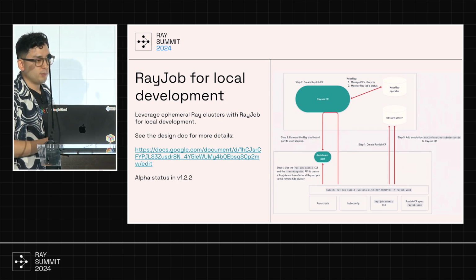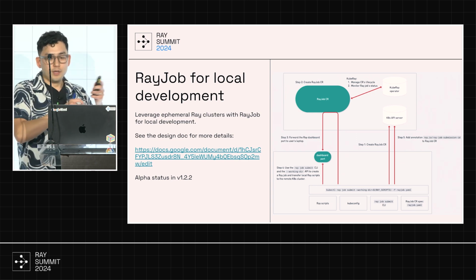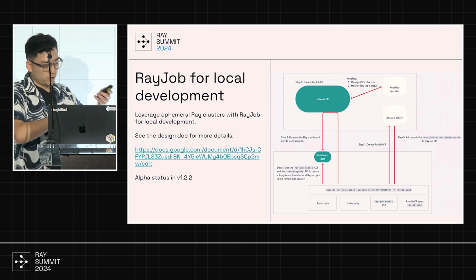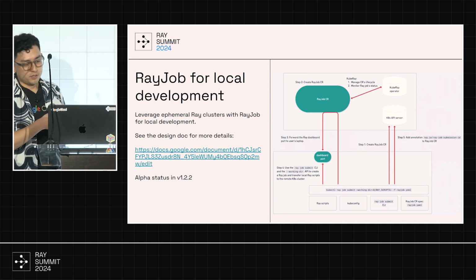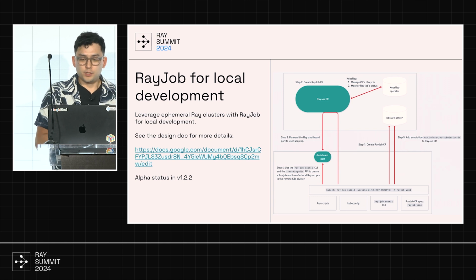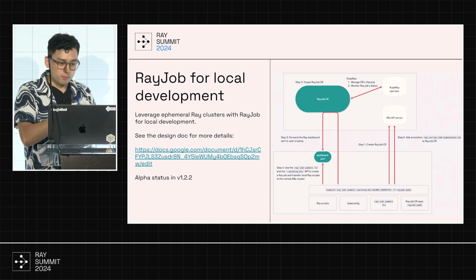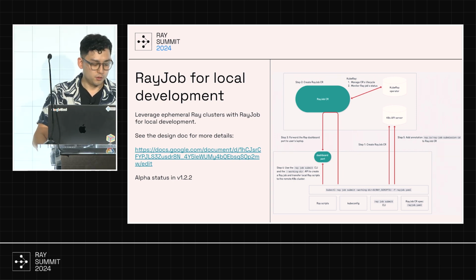And so we want to develop a way for users to reap the benefits of RayJob and make it friendly for local development and allow you to submit whatever code you have locally without having to build your own image or anything like that. This feature is particularly hard to orchestrate because of the ephemeral nature of the underlying Ray cluster, but it is going to be available as alpha in 1.2.2. So please try it out and give us your feedback.